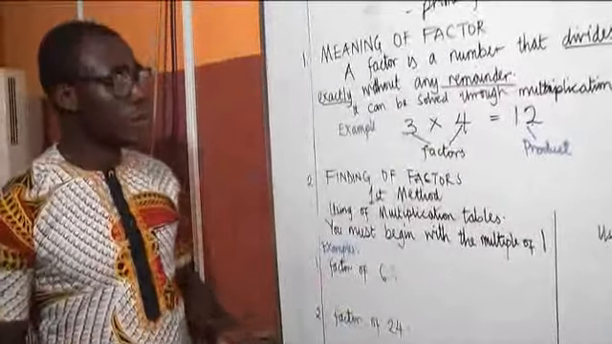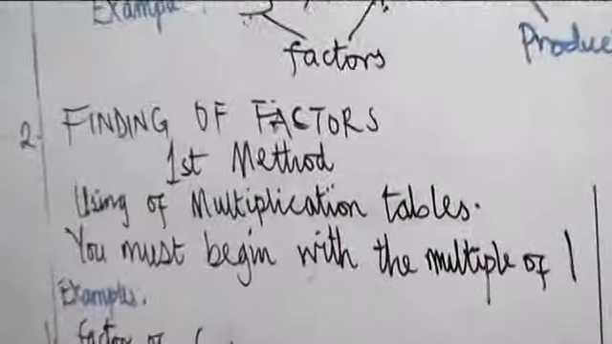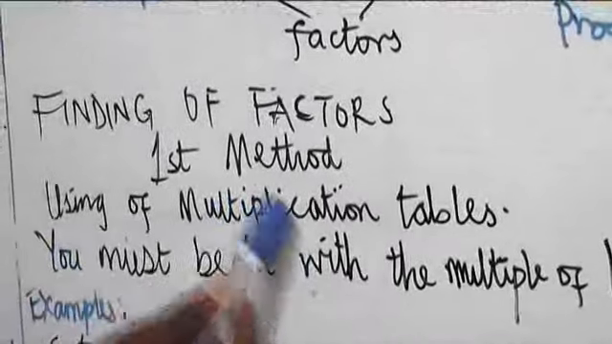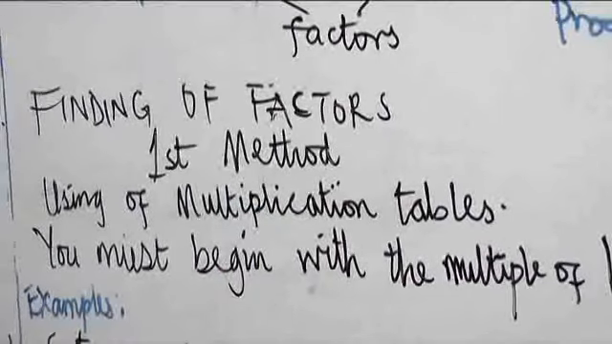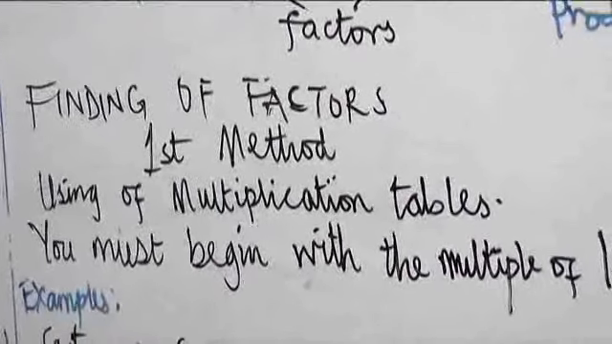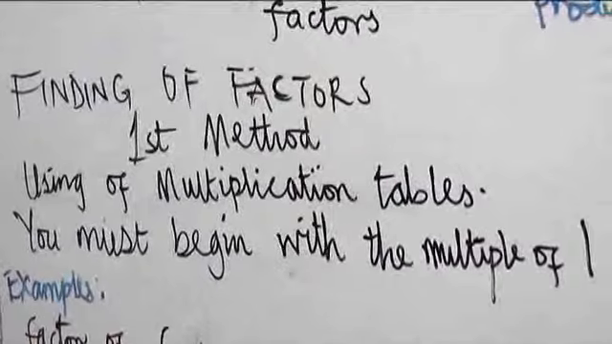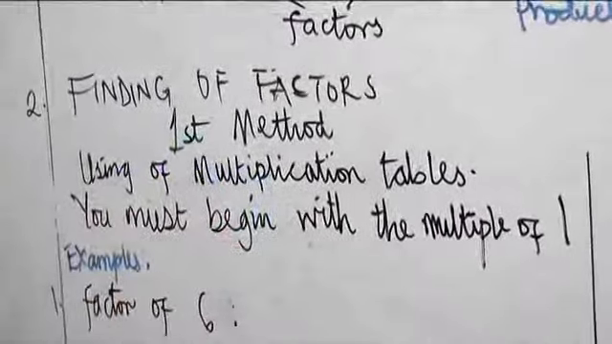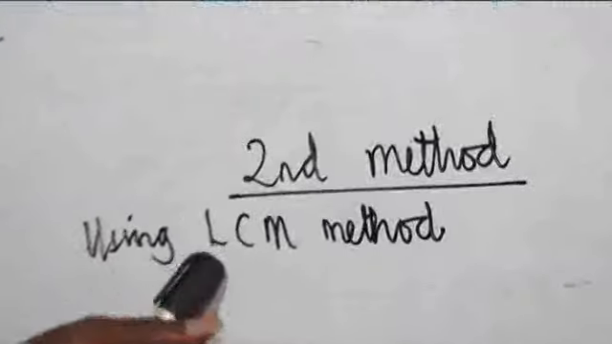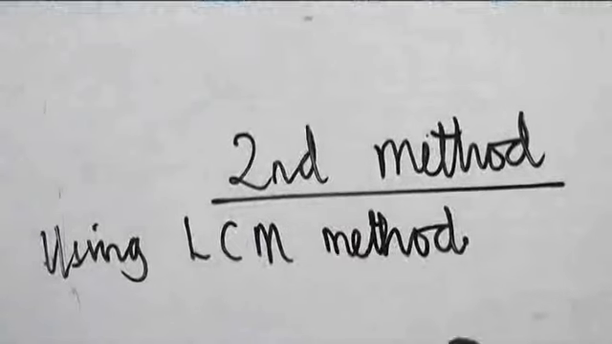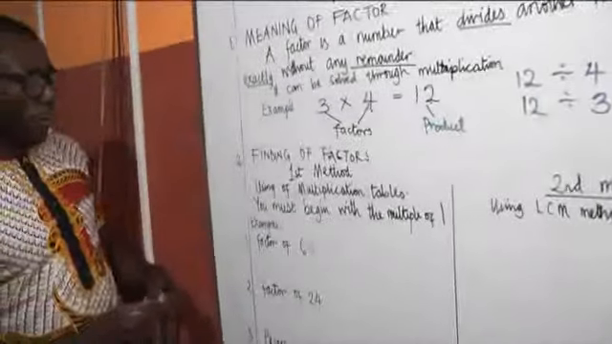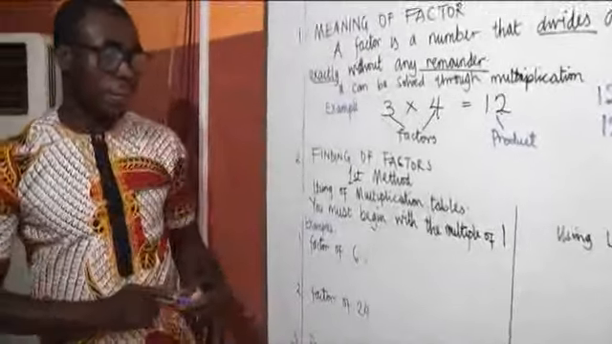So how do we find factors? There are 2 methods that we have to use. Now the first one is called multiplication table. The normal multiplication table we are used to, the 1 times, the 2 times, the 3 times, and the likes. So the first method is multiplication table, and the second one is using prime factorization, which we call the LCM method. So now let's first use the first method.